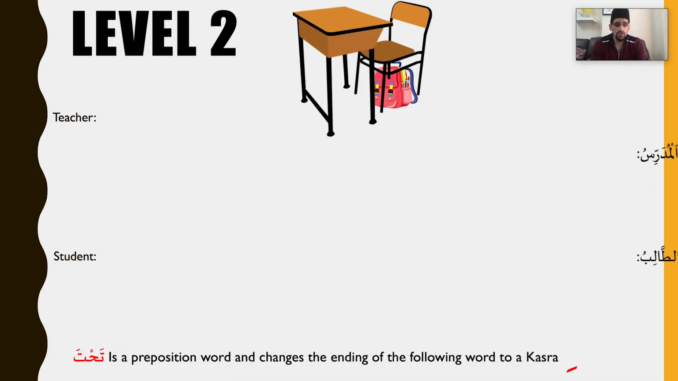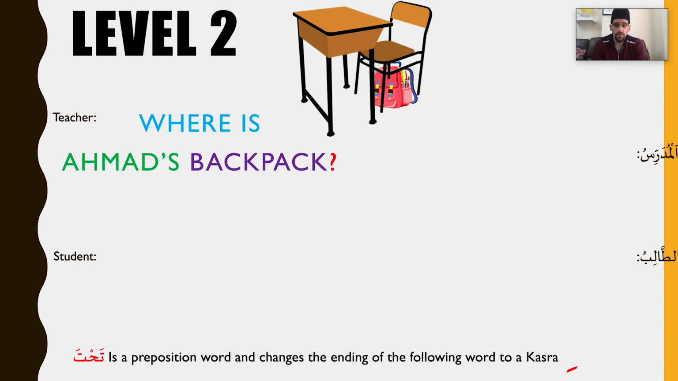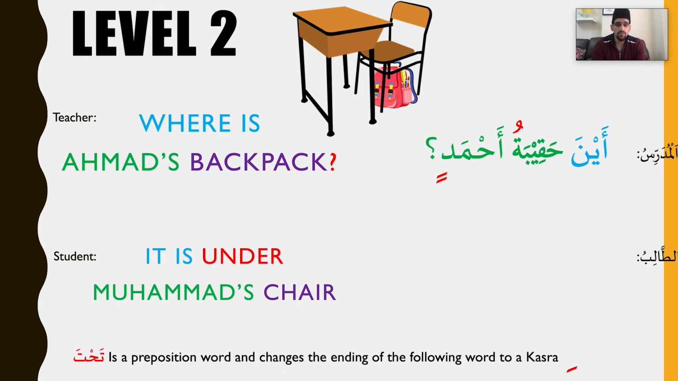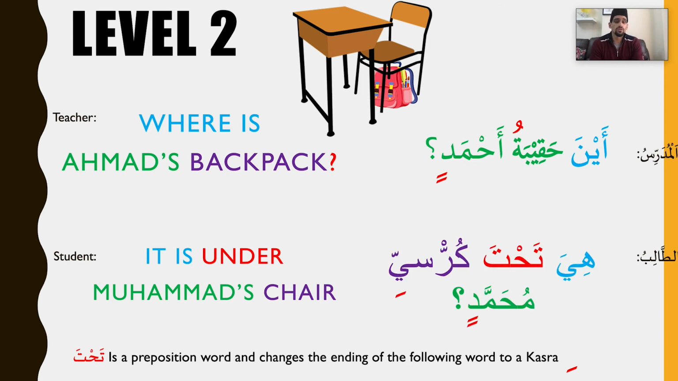Let's do a few more examples just so you get the idea. So again, the teacher here says, where is Ahmed's backpack? أين حقيبة أحمد؟ It is under Muhammad's chair. هي تحت كرسي محمد. So it is referring to the haqiba. So you can say Al-Haqibatu tahta kursiyi Muhammad. The backpack is under Muhammad's chair. So here it just replaces you from repeating the word haqiba.